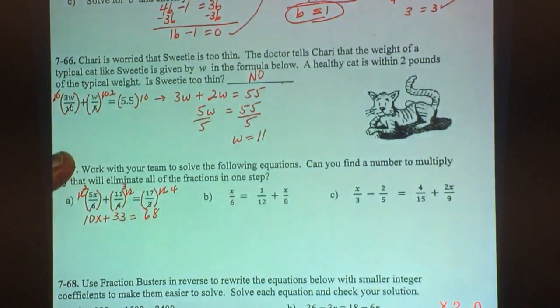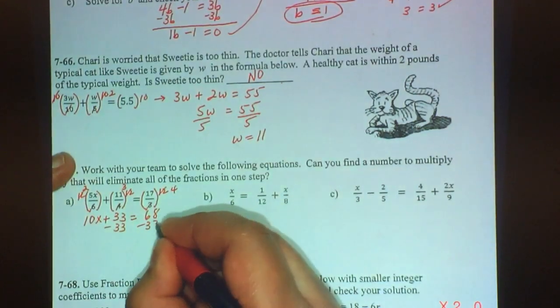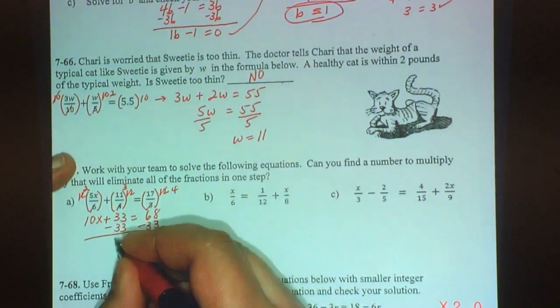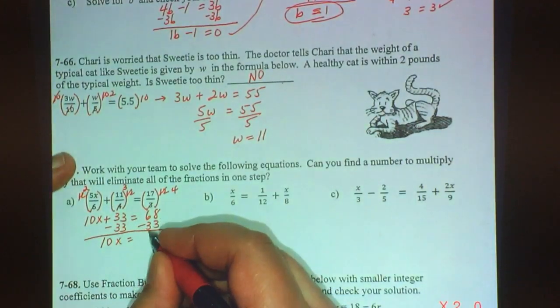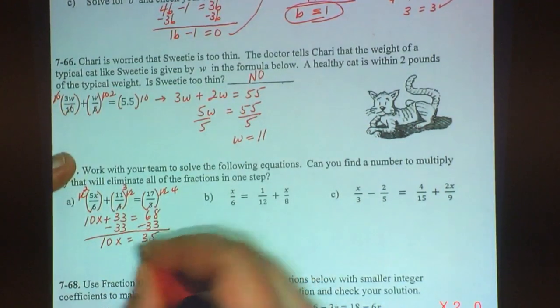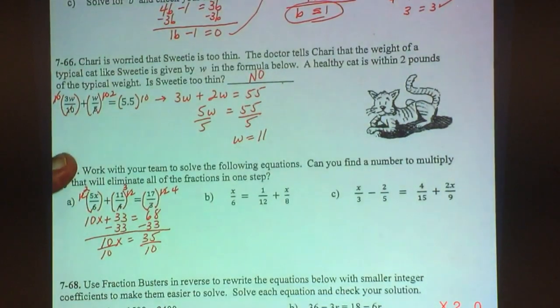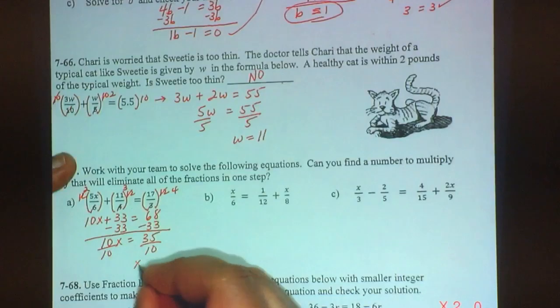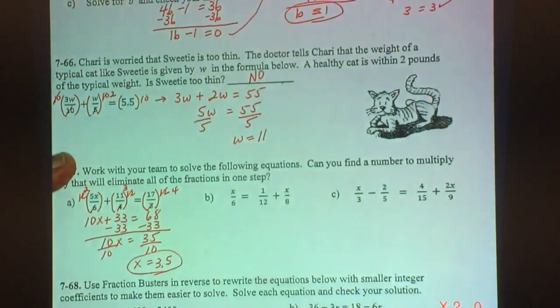Step 1. Subtract 33. 10x equals 35. Divide by 10. Okay. X equals 3.5. Circle.